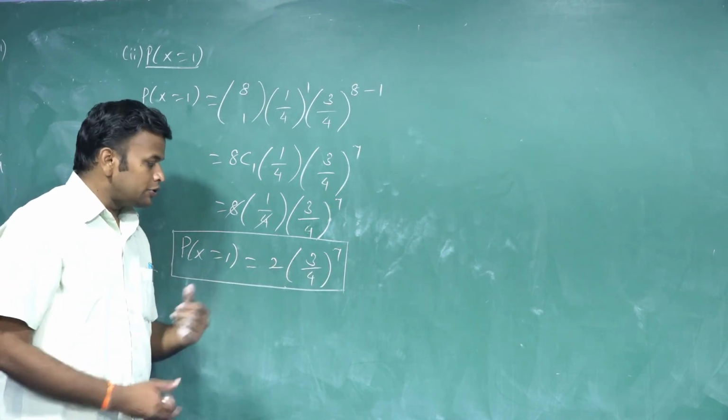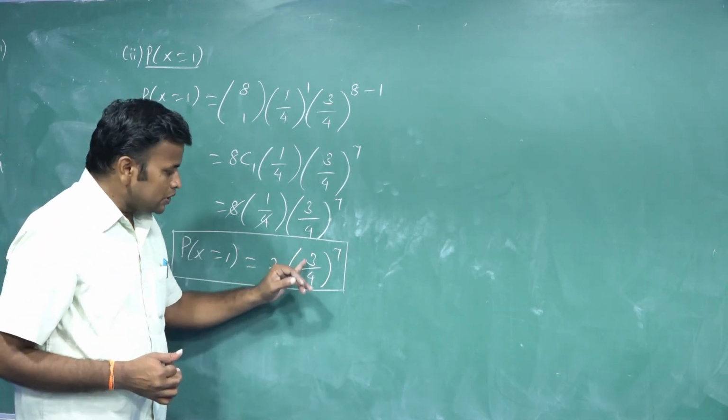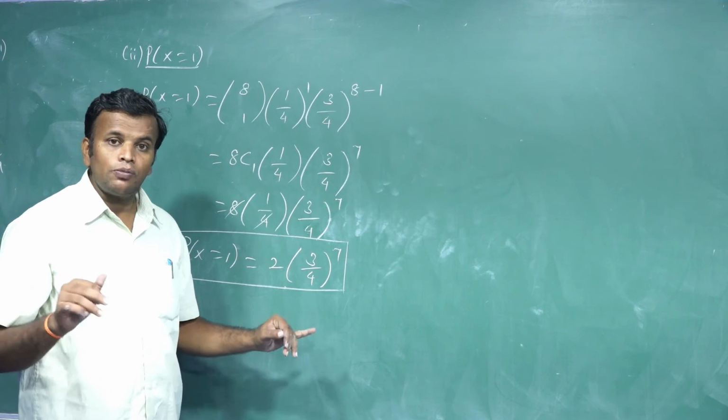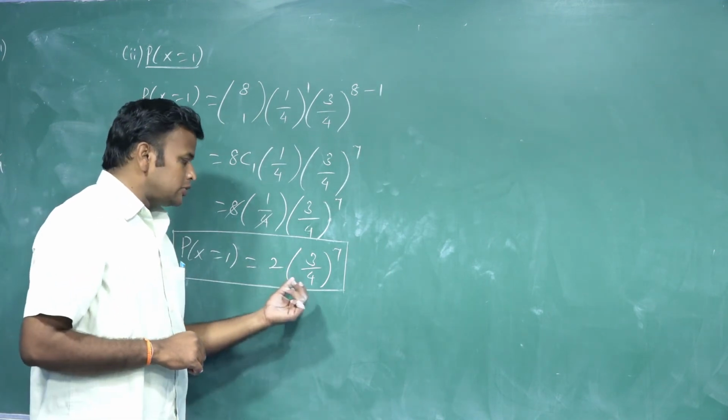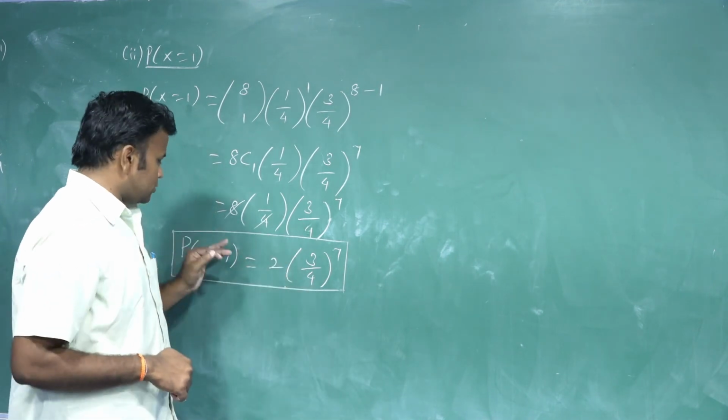Sir, the value is outside 2. How is it possible? Sir, all probability values lie between 0 and 1. Yes. We simplify. This value is 3 by 4, actually 0.75. Then we multiply this by 2. The answer will definitely come between 0 and 1. So the second subdivision is over.